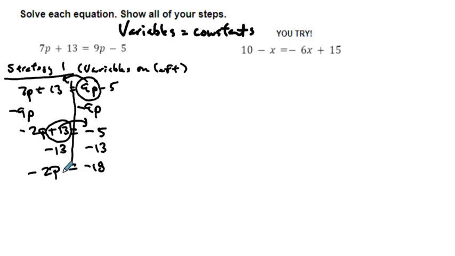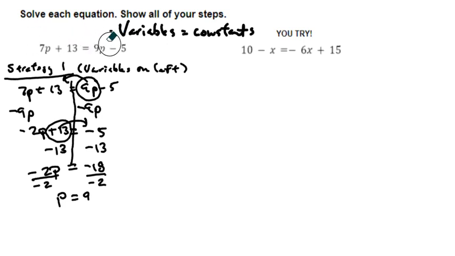So we have negative 2, so we are going to divide both sides by whatever the coefficient is. So we're going to divide both sides by negative 2. And then you're going to get p is equal to 9. All right? And if I put it in, 7 times 9 is 63, plus 6 plus 13 gives me 76 up here. 9 times 9 is 81 minus 5, which also gives me 76. So it works out, okay?